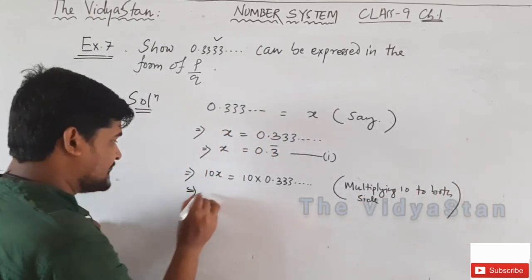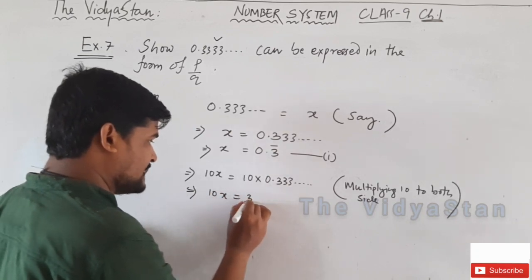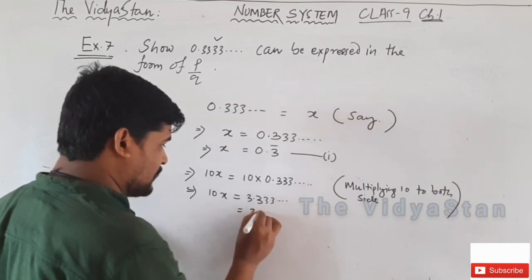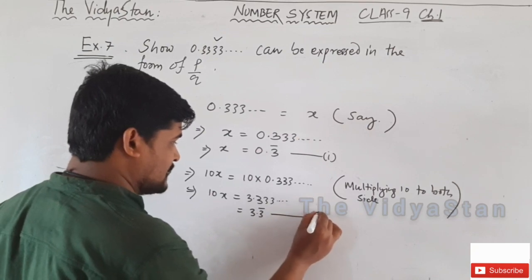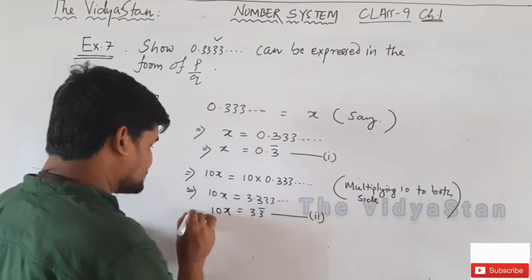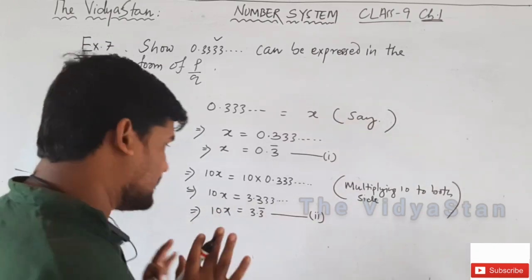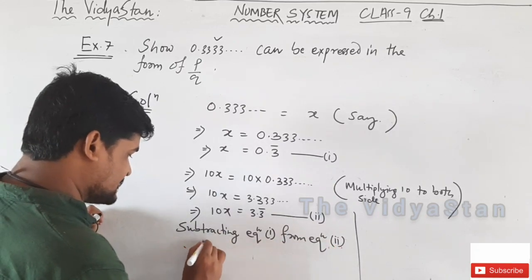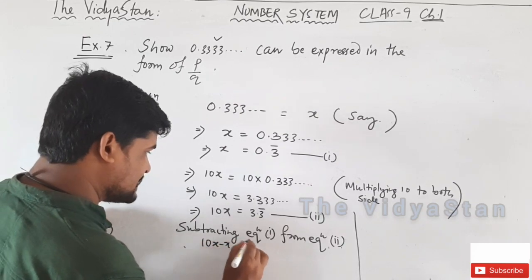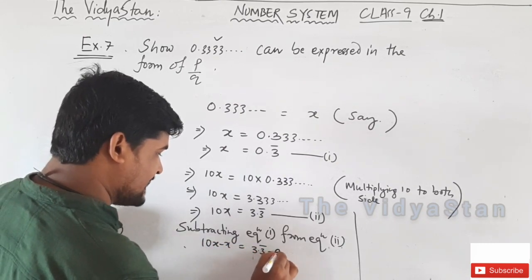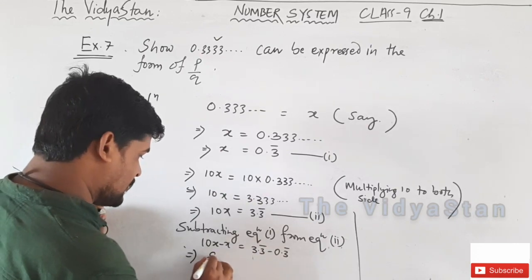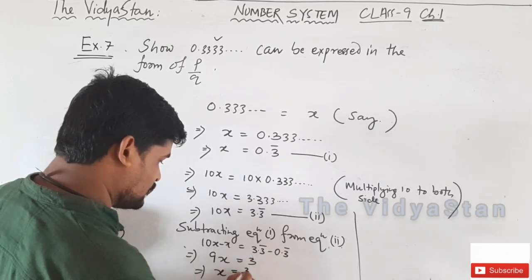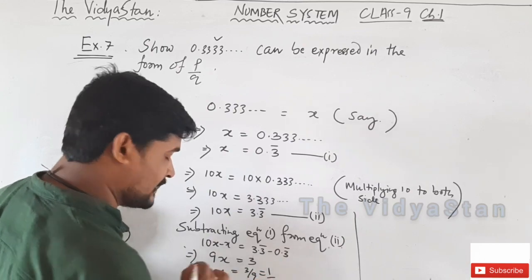So we will get 10x is equal to 3.3333, or 3.3 bar. This is equation number 2. So this is 10x is equal to 3.3 bar. Subtracting equation 1 from equation 2 we get, that is 10x minus x is equal to 3.3 bar minus 0.3 bar. So this is equal to 9x is equal to 3. So x is equal to 3 by 9, that is 1 by 3.